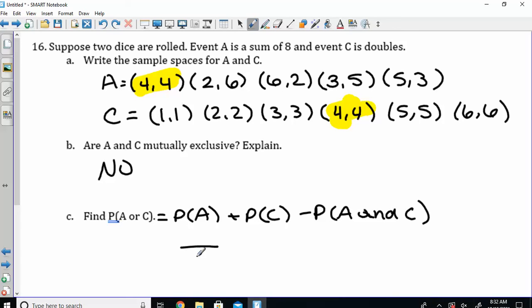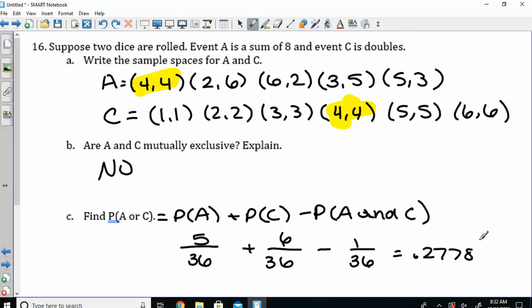We did a dice example in class, and we talked about how many total combinations there were. If there's 6 options for the first dice and 6 for the second, how many do we have altogether? 36 combinations. So A, there were 1, 2, 3, 4, 5 options. C, there are 1, 2, 3, 4, 5, 6. Minus, have we double counted anybody? Yeah, I've double counted 1 out of those. So you get 10 out of 36 or 0.2778.